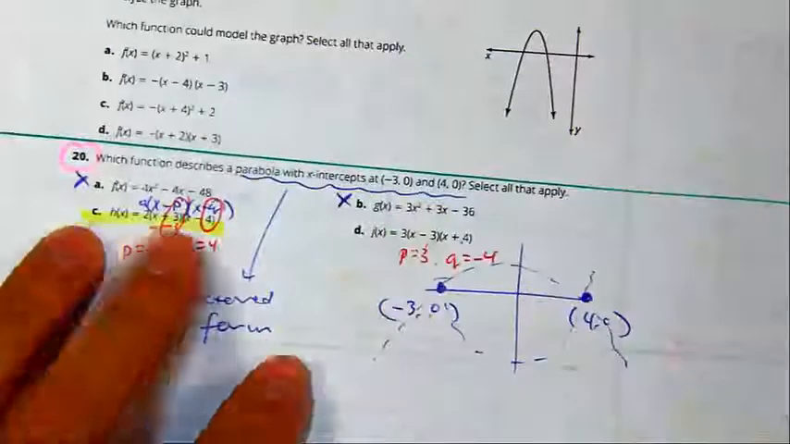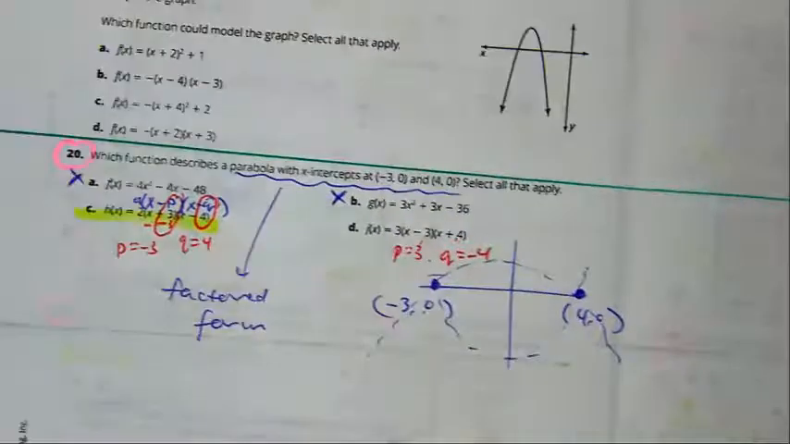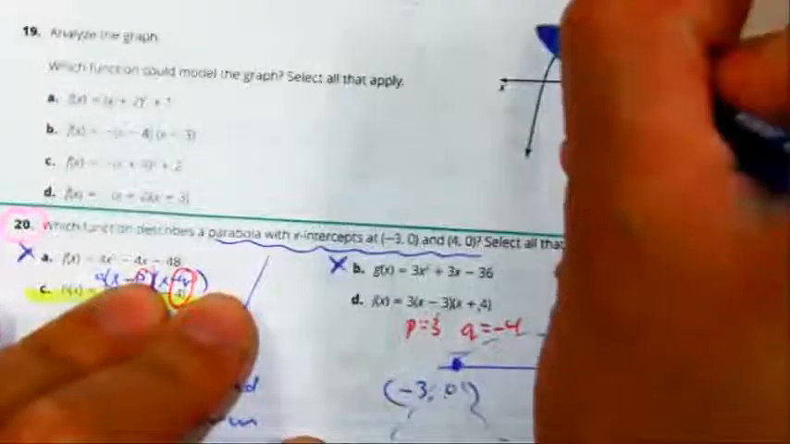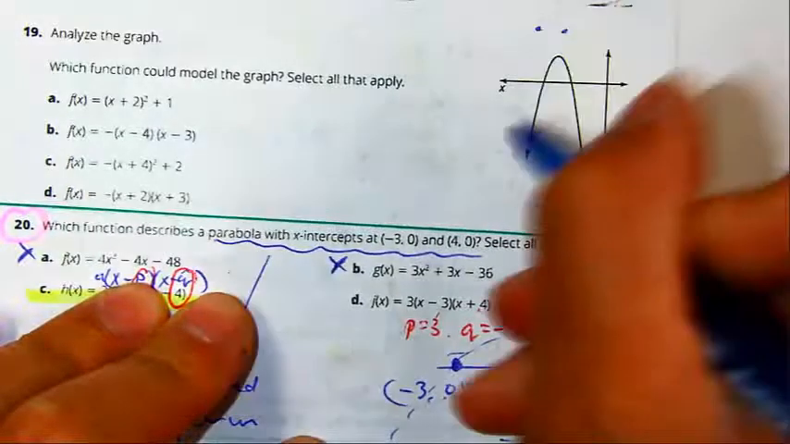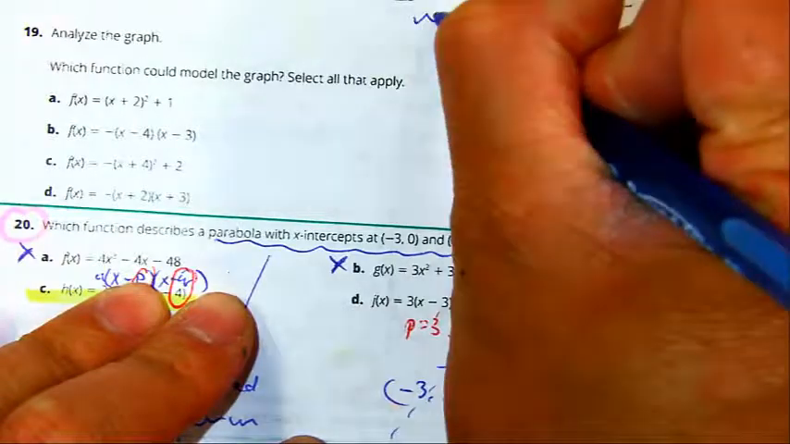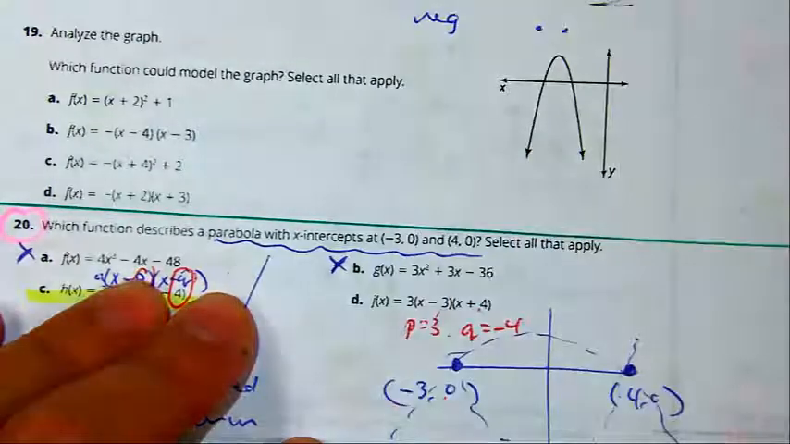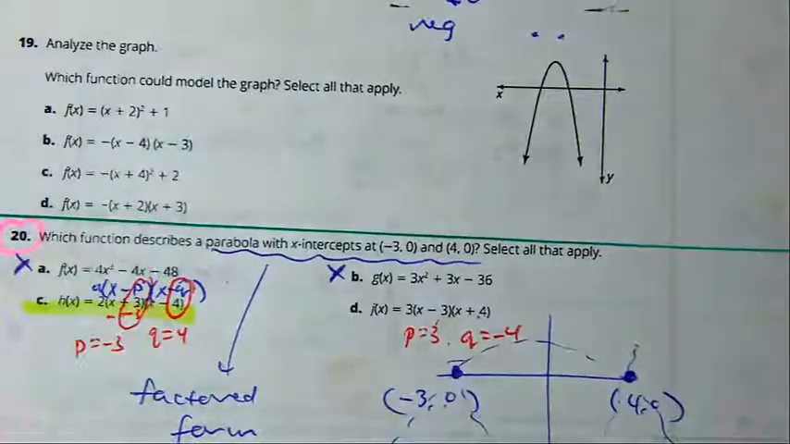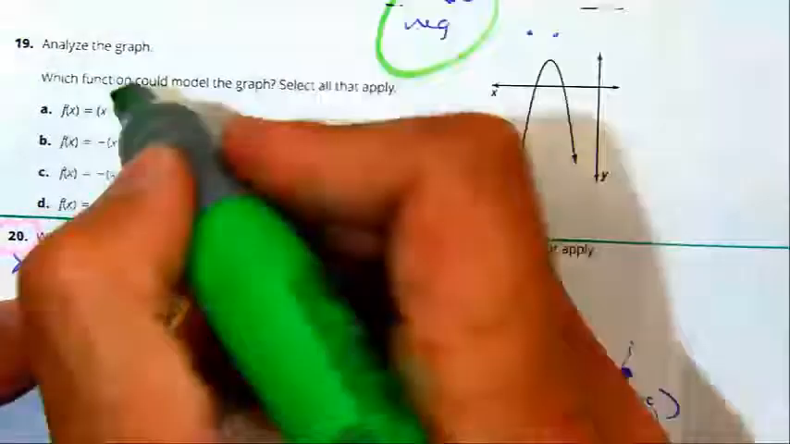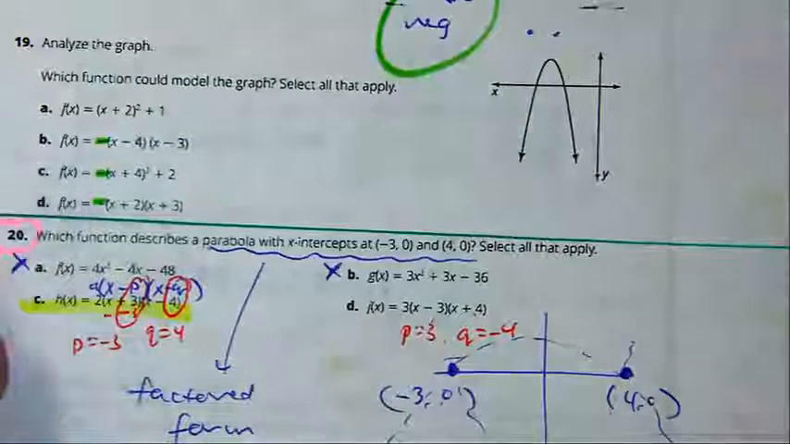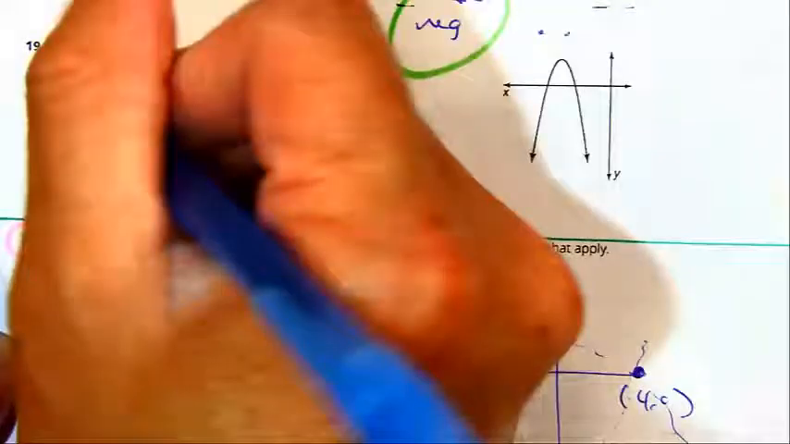Alright, question number 19. Analyze the graph. Which could it be? So, I have a graph that is smiling down. This is my smiley face down. So that means it's an A value that is less than 0, which basically means that A value is negative. So let's figure out which ones have negative A values. Here, here, and here. So I'm going to go ahead and eliminate choice A.